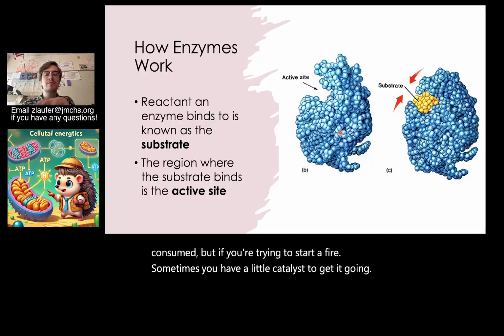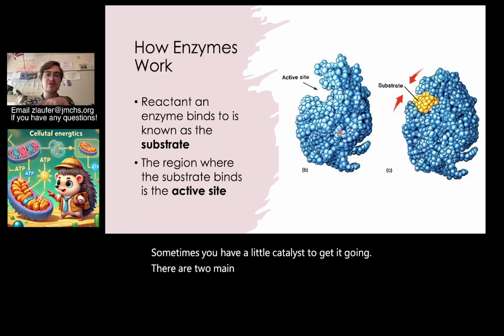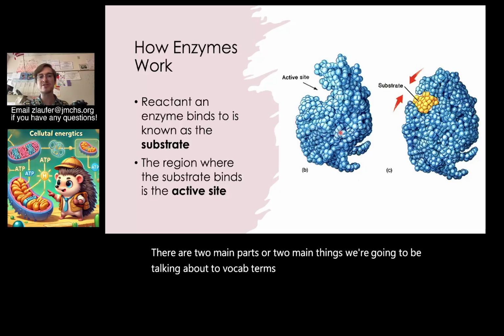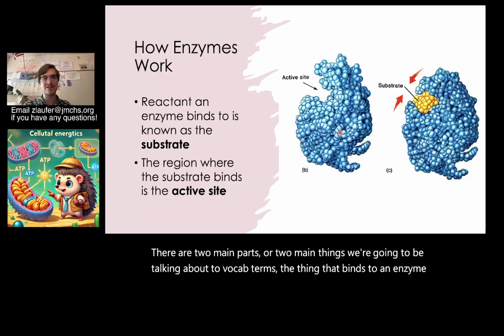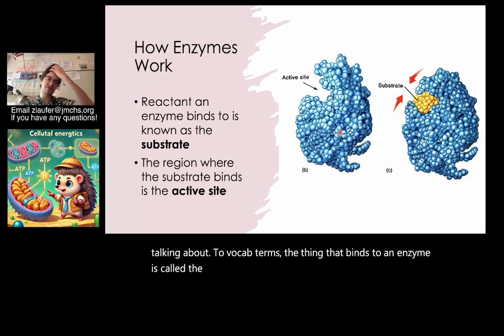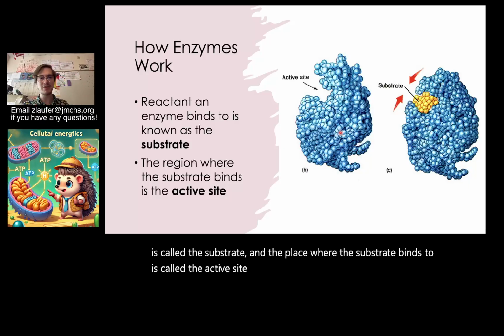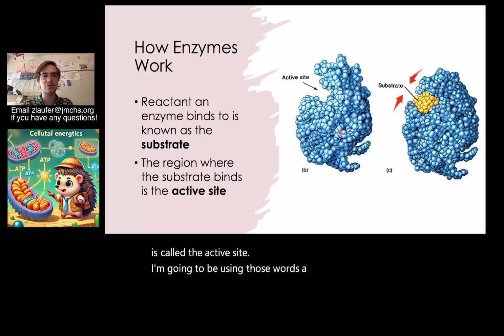There are two main things we're going to be talking about, two vocab terms. The thing that binds to an enzyme is called the substrate, and the place where the substrate binds is called the active site. I'm going to be using those words a lot in the next little bit.